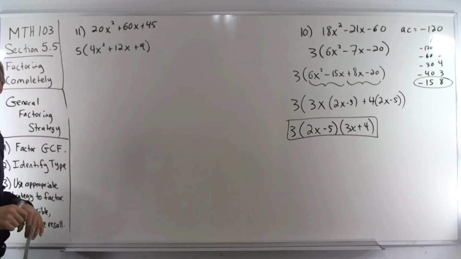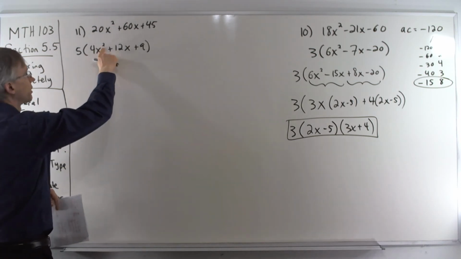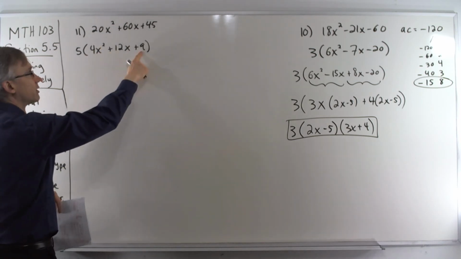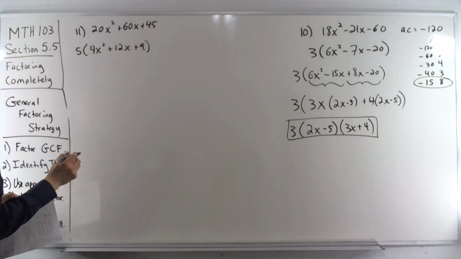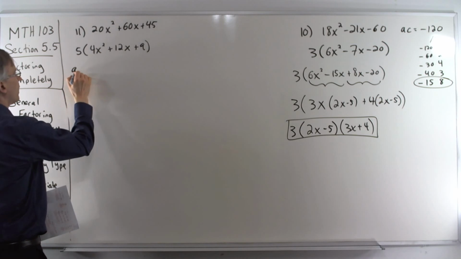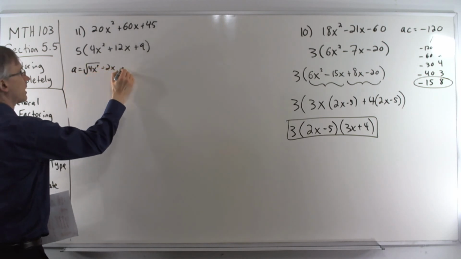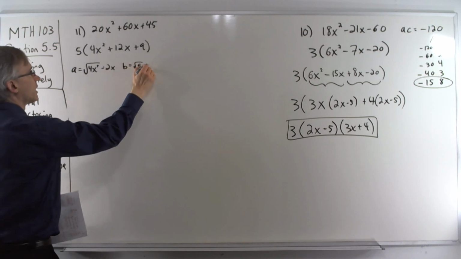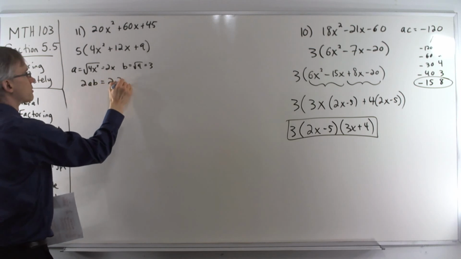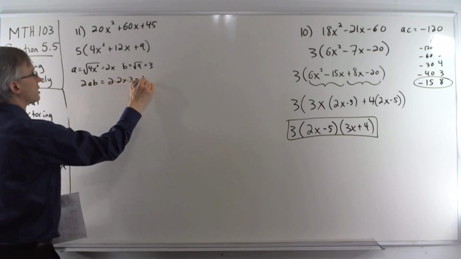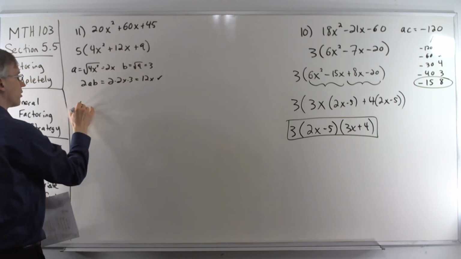There's going to be a much easier way if you recognize your perfect squares. 4 is a perfect square, x squared is a perfect square, 9 is a perfect square. So this may very well be a perfect square trinomial. Let's check it out. I'm going to find a by taking the square root of 4x squared, and that is 2x. B is the square root of 9, which is 3. Checking the middle term, 2ab is 2 times 2x times 3, which is 12x. So that matches the middle term, so this is a perfect square trinomial.